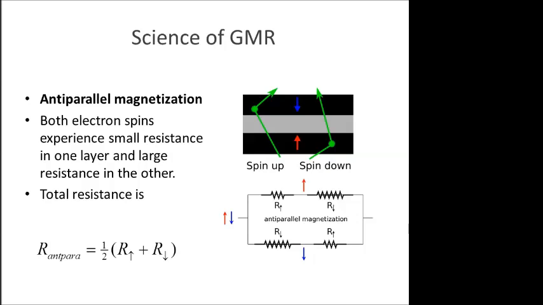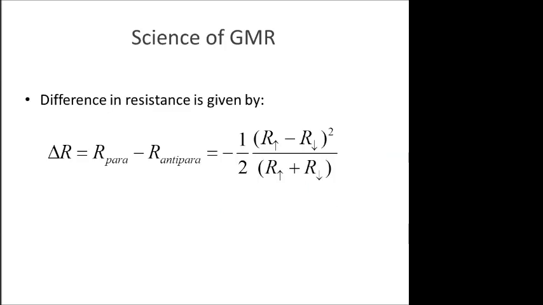Then if it is anti-parallel, the anti-parallel magnetization is considered as the upspin and downspin being opposite in direction. Then both electron spins experience small resistance in one layer and large resistance in the other. Here if it is anti-parallel, a layer difference will be there, as shown in the figure. So the total anti-parallel resistance R anti-parallel is equal to 1 by 2 into R up plus R down, that is the resistance due to upspin electrons plus the resistance due to downspin electrons.